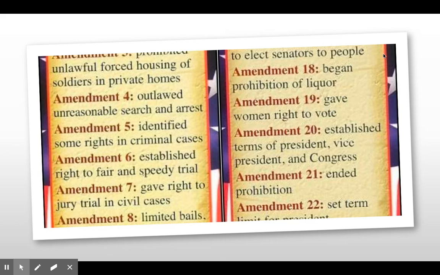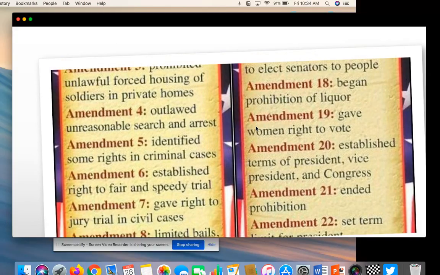These are just some of the amendments to the Constitution that I included here. But when you're going through your Constitution scavenger hunt, you will look a little more closely at some of the amendments and the articles in the Constitution. And that is where we'll stop with this video.